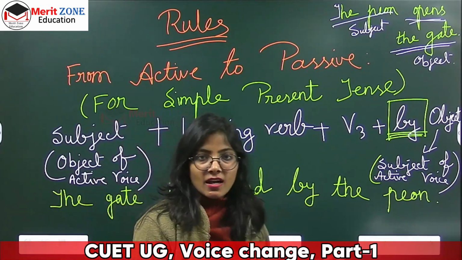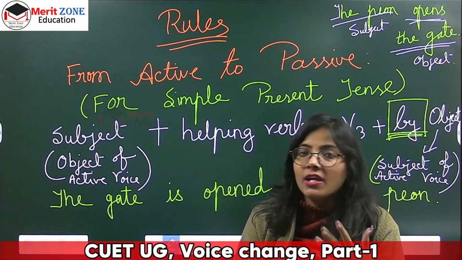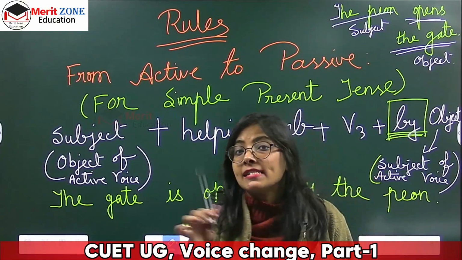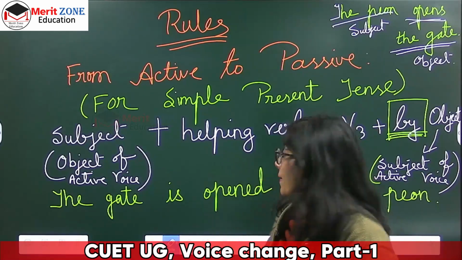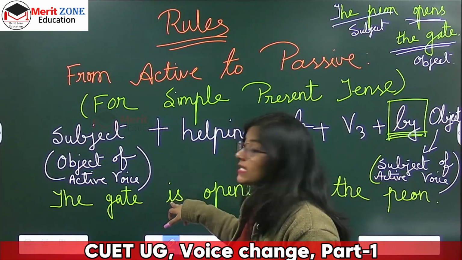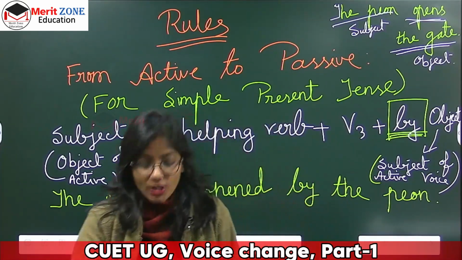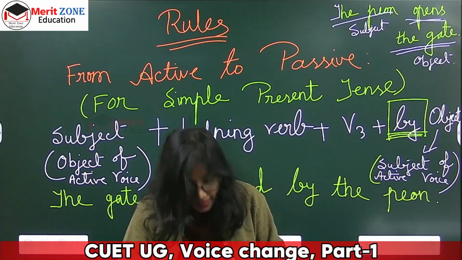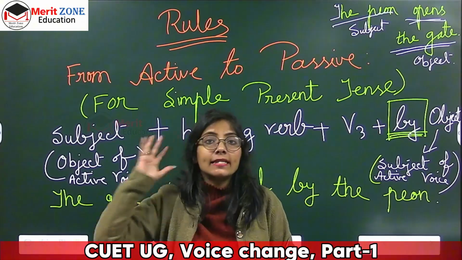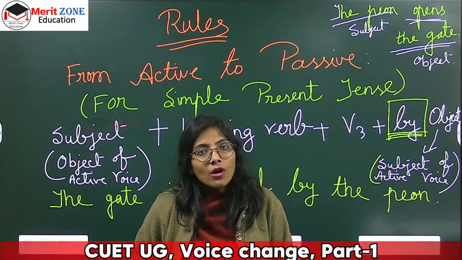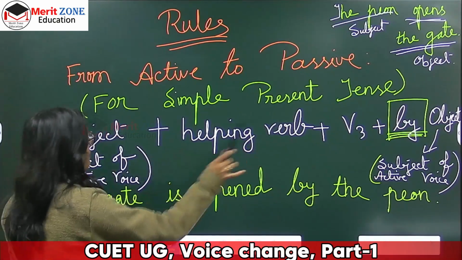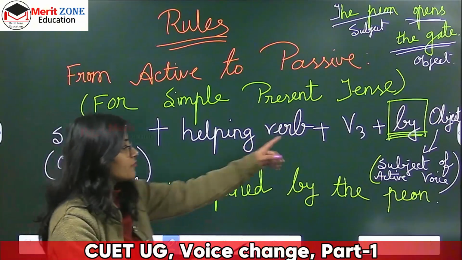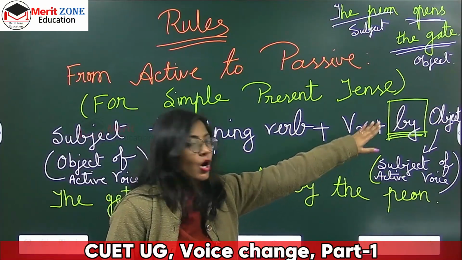Very easy. You just have to be careful about tense. In which tense is it being done, right? If you don't remember the tense, and here we put "was" for the gate, then your whole sentence becomes wrong. It will be a completely wrong sentence because the sentence is in present tense. So you have to be careful about that. Otherwise, the rule is just the same: subject plus helping verb plus V3 plus by plus object.